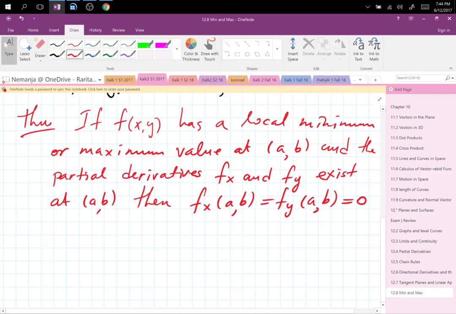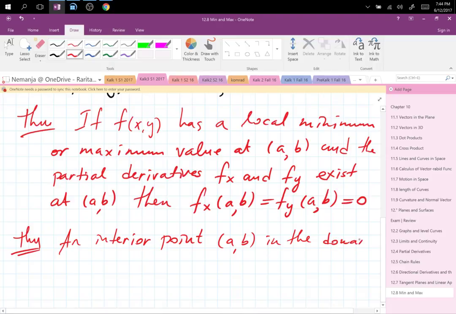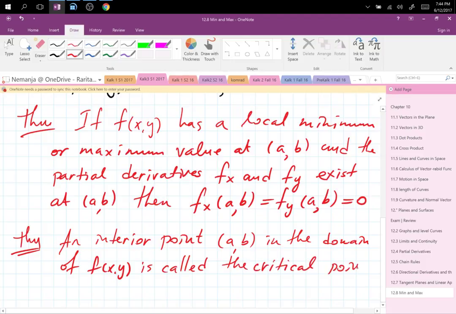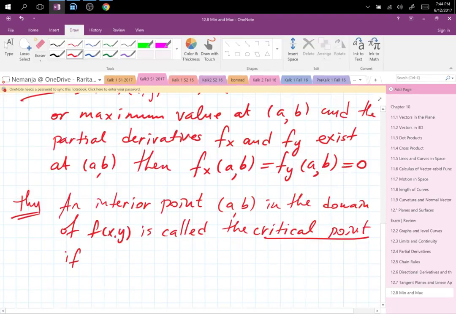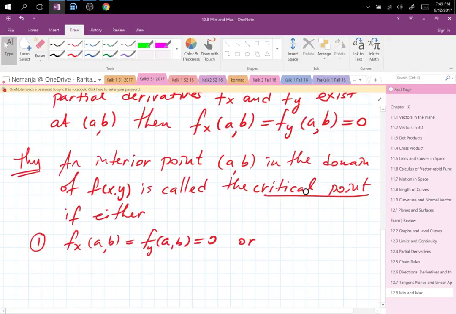So this next theorem states that an interior point (a, b) in the domain of f(x, y) is called a critical point if either 1, fx at (a, b) equals fy at (a, b) equals 0, or 2, at least one of the partial derivatives does not exist.